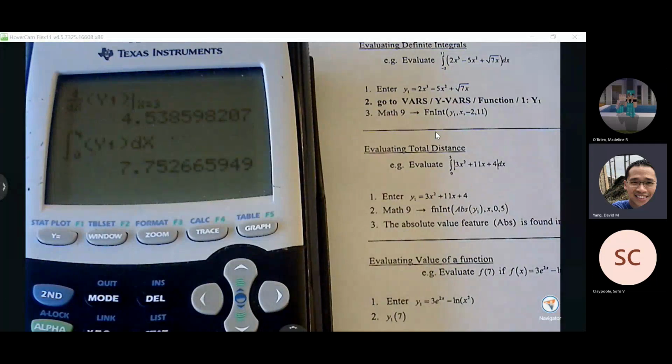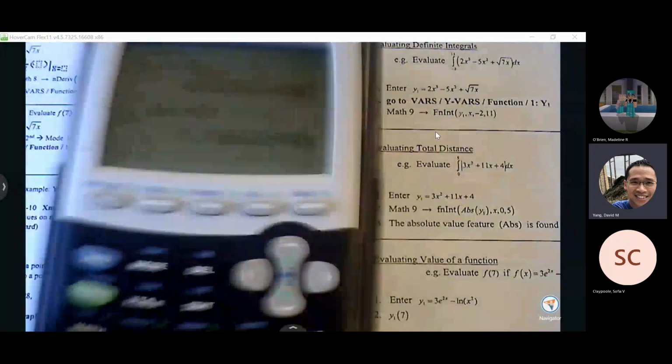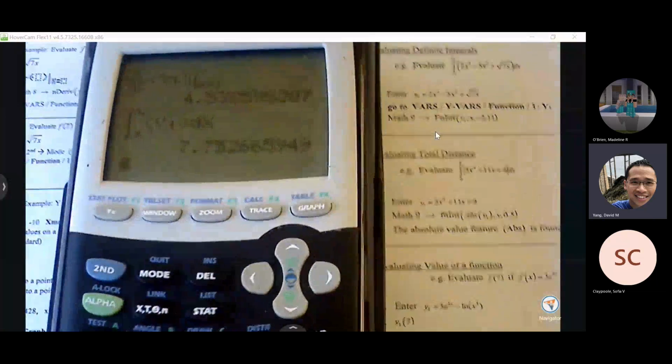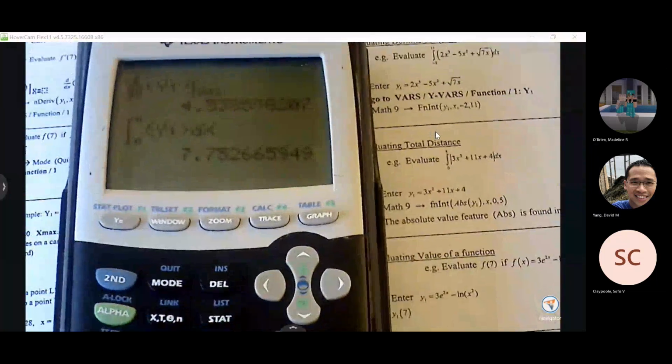Glad the student showed that to me. They showed you like this. Yeah, so I just found out. Saves like 3 or 4 keystrokes.